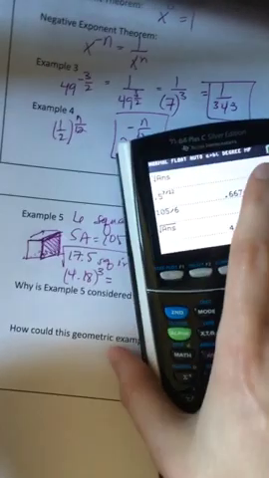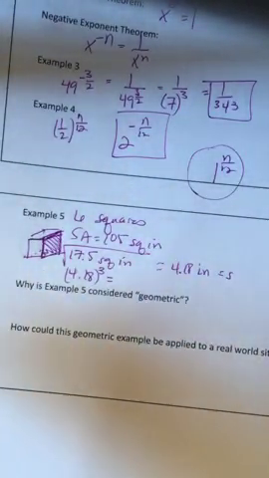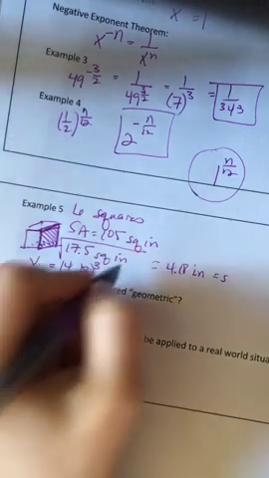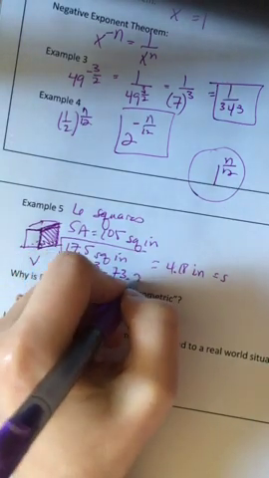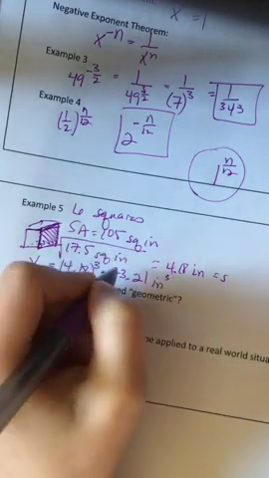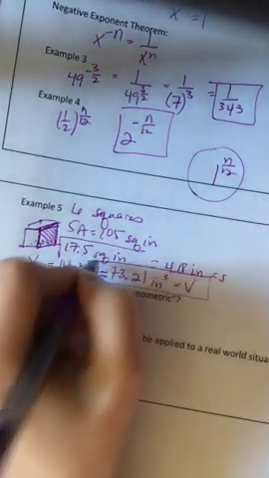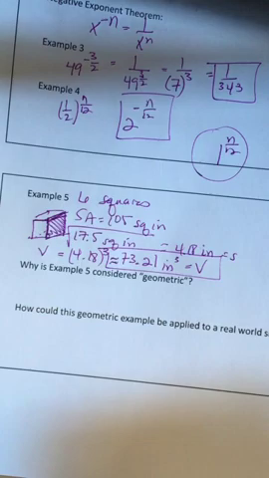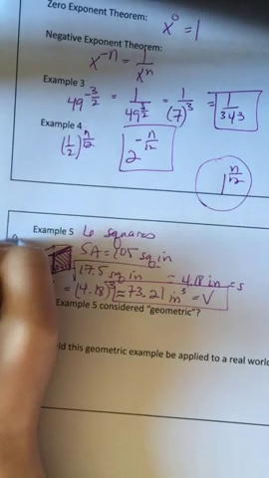I'm going to use the second answer in my calculator, so I'm not going to be rounding it in my calculator. I am keeping it the exact value. So I'm going to cube my answer, and I'm going to end up, this is volume, with 73.21 approximately inches cubed is the volume. Why is example 5, oh, that's part A. We have part B still.